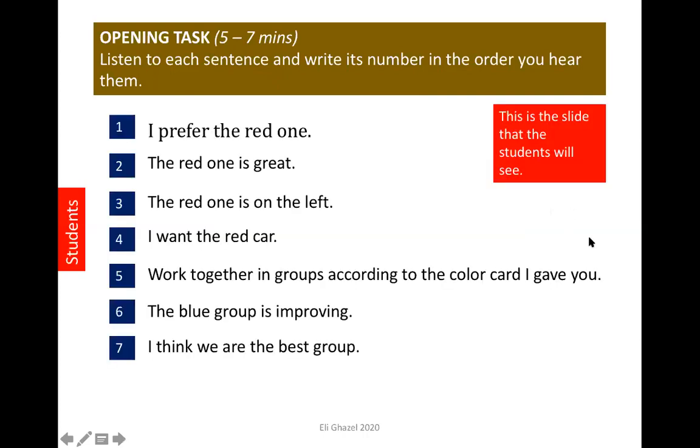In this opening task, you have put some sentences, all right, that are opinion and fact. Don't mention the word opinion or fact. This is the slide that the students will see. Remember, you just walked into the classroom. They're still thinking in their native language. And you tell them, listen to each sentence and write its number in the order you hear them. So the students need a pencil and a paper. And every time you say a sentence without a number, they will look for the sentence and then write its number on the paper until they have a sequence.